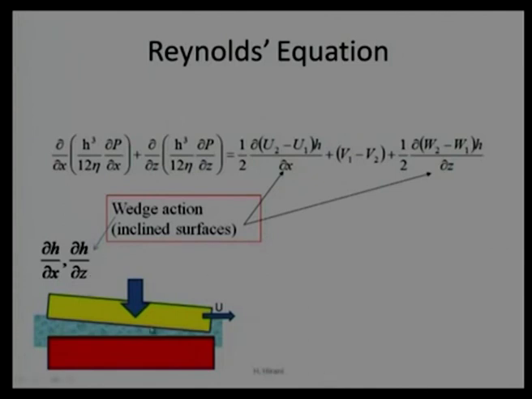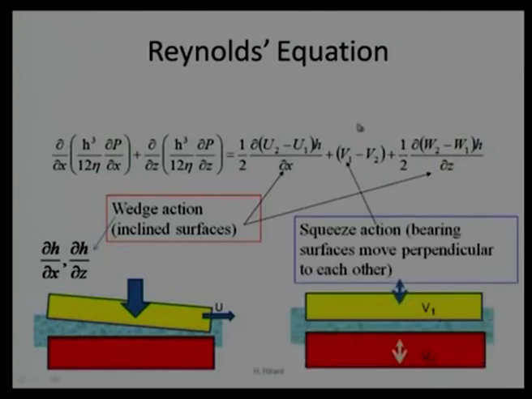In this figure, we are showing a wedge action in x direction. If I assume perpendicular to this inside the slide, that will be the z direction, and variation of film thickness in z direction. Because of this inclination, there is a possibility of pressure generation. That is why we say that for hydrodynamic action, wedge action is essential.